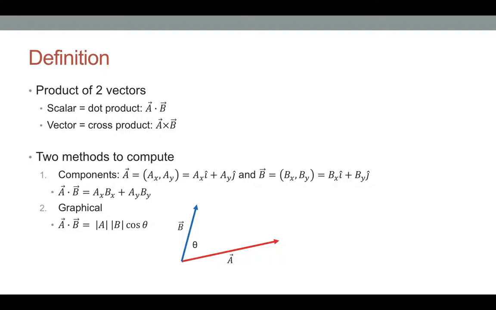And there are two ways to compute a dot product. If you know the components of the two vectors, you simply multiply the components together and add them. So you multiply the x components together and add them to the product of the y components.